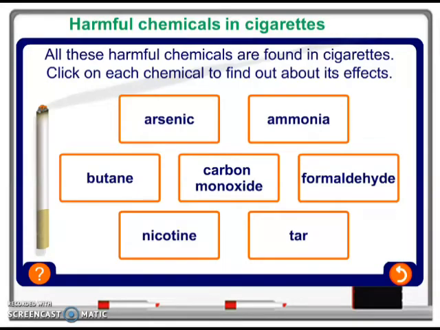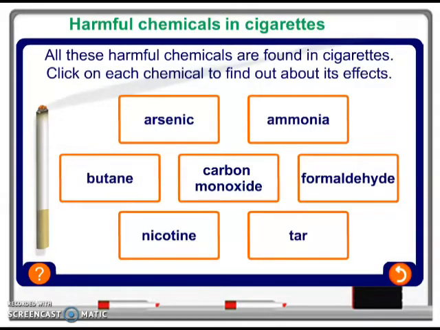Now, there are more than 4,000 identified chemicals found in cigarette smoke, which have various carcinogenic and mutagenic effects. The three most health-damaging chemicals in tobacco smoke are nicotine, tar, and carbon monoxide. Now this time, let's find out the harmful chemicals that are found in cigarettes and their effects.